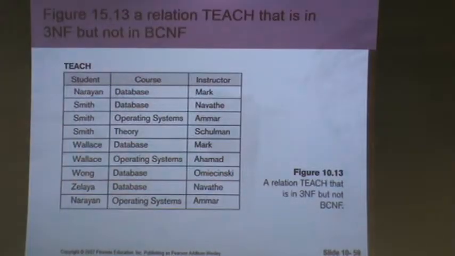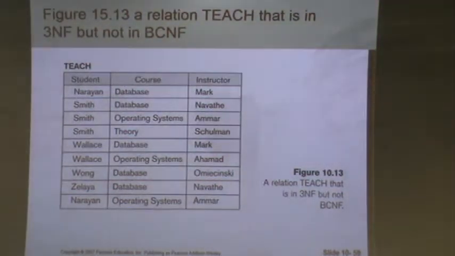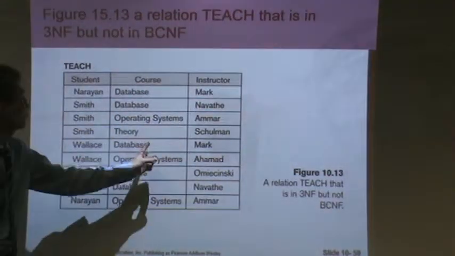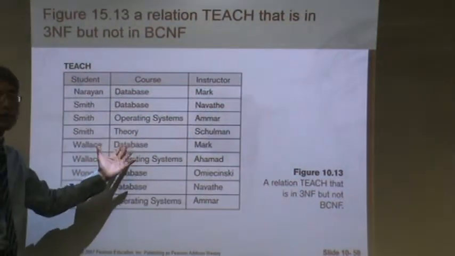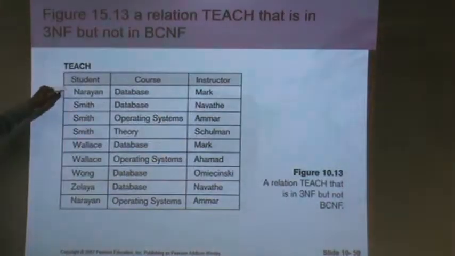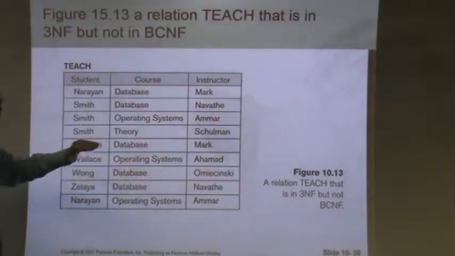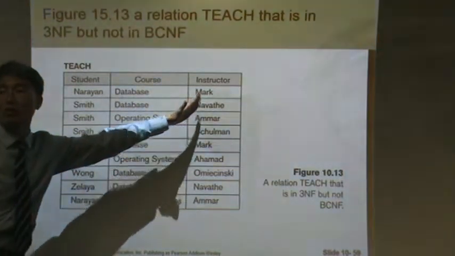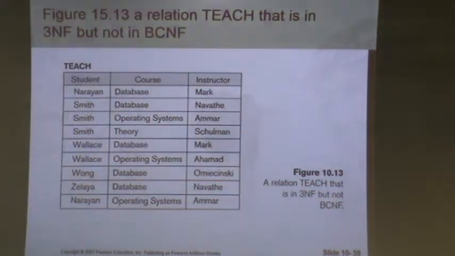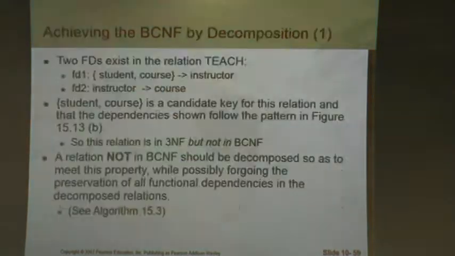You don't have to worry too much about the meaning of that, but student, course, instructor. You can see some redundant information, right? Database, taught by Mark, database taught by Mark. But anyway, student plus course determines the instructor, right? But instructor determines the course, and because of that there is redundant information. What will be the solution? It is also segmentation, but there are options. There are many ways to segment this problem.